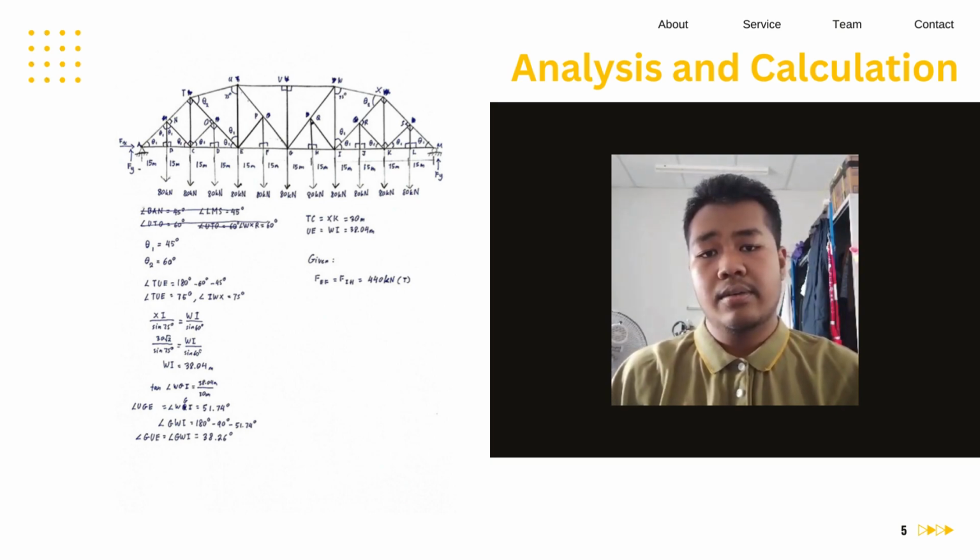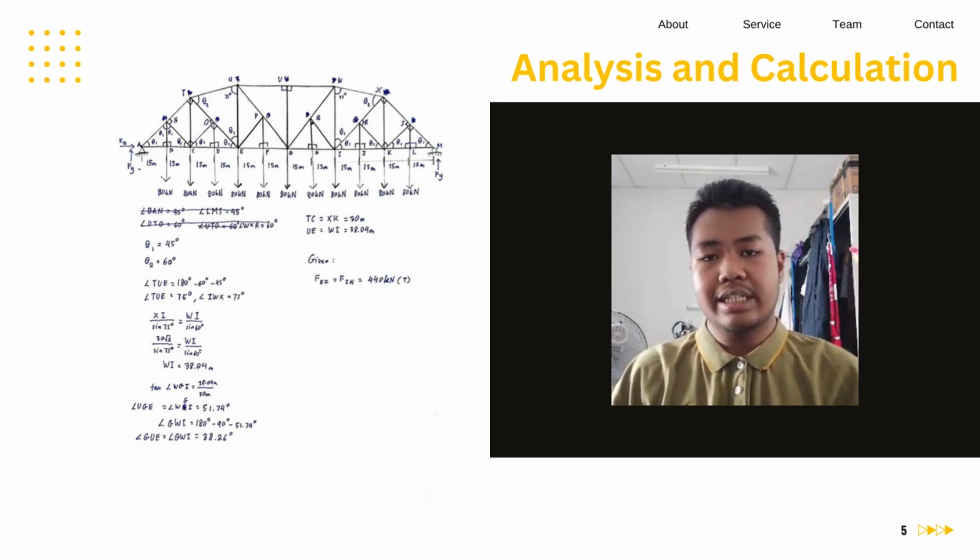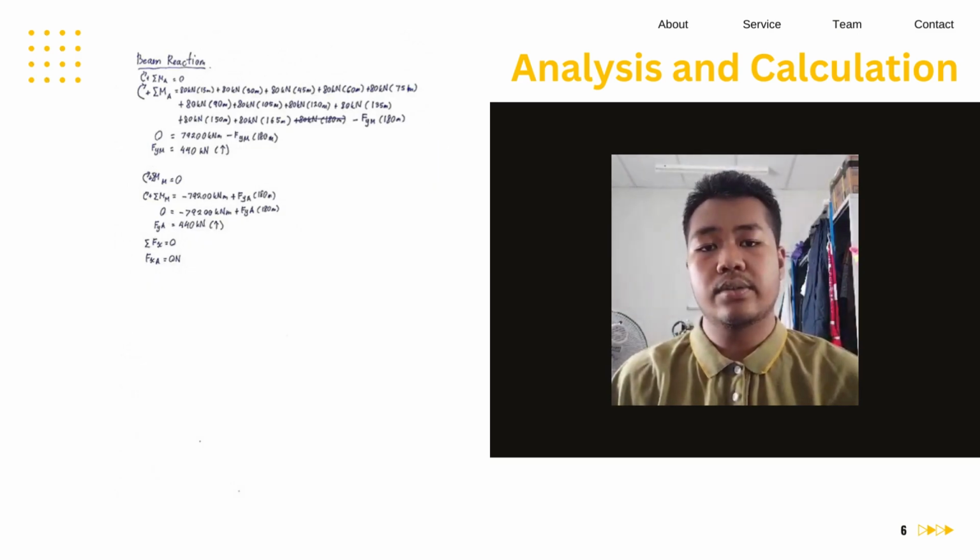Okay, first of all, we should draw a FBD so that we know what forces react on it, what angle for each member, and what kind of force is applied on some of the members. So first of all, draw it, and then try to find the unknown angle first. Now we're going to find the external force, that is the beam reaction, so that we can know what kind of force was applied on that joint.